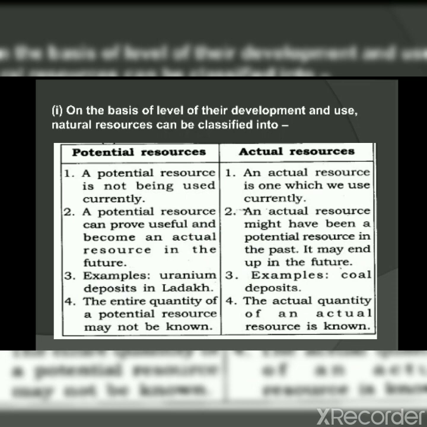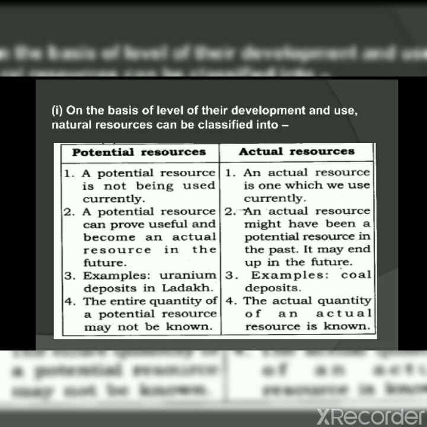Now what is the difference between these two? A potential resource is not being used currently. That means we are not using it at present. Whereas an actual resource is one which we use currently. A potential resource can prove useful and become an actual resource in the future, and an actual resource might have been a potential resource in the past. It may end in the future.